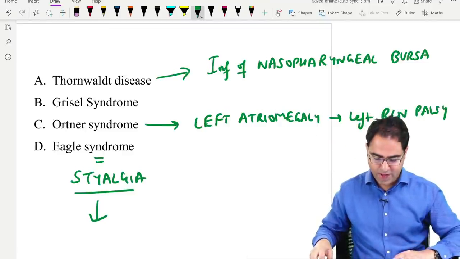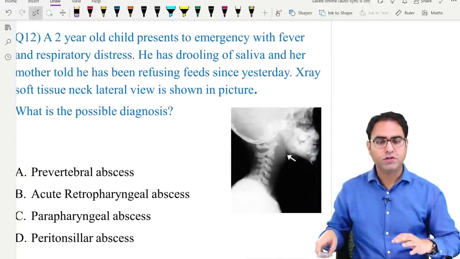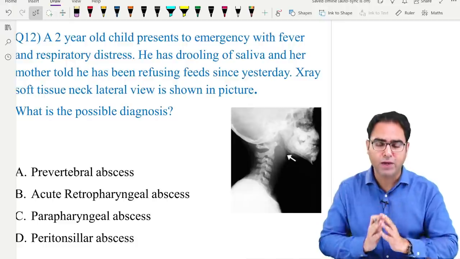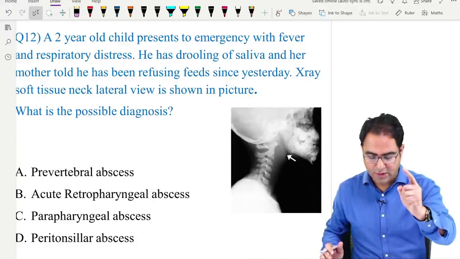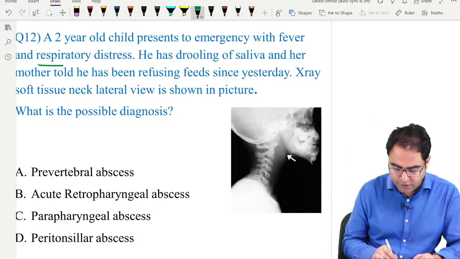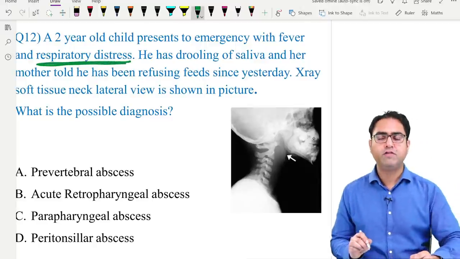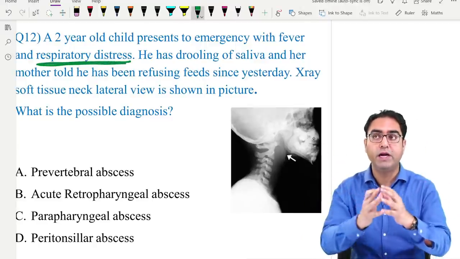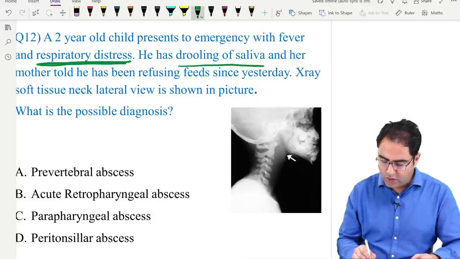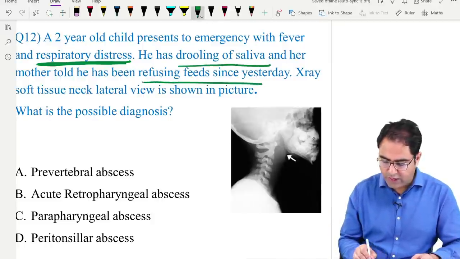beta. Very good. Next question, the pediatric and ENT combined question. A 2-year-old child presents to emergency with fever and respiratory distress. The moment you hear the words respiratory distress, beta, think about an emergency situation. The child has drooling of saliva. Mother says the child has been refusing feeds since yesterday.